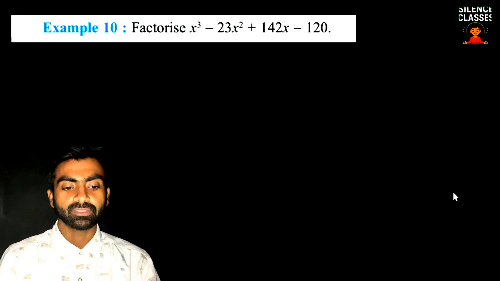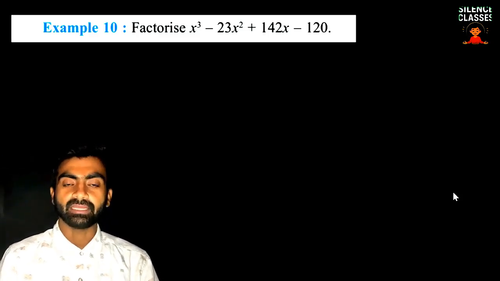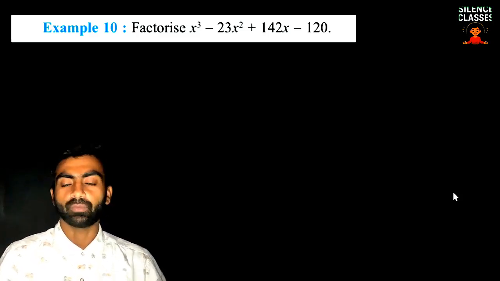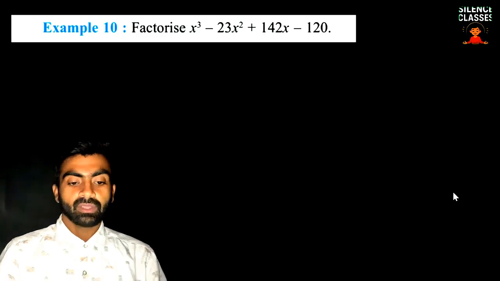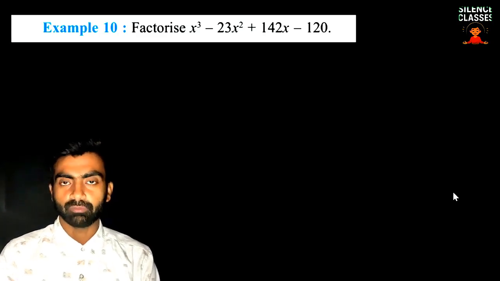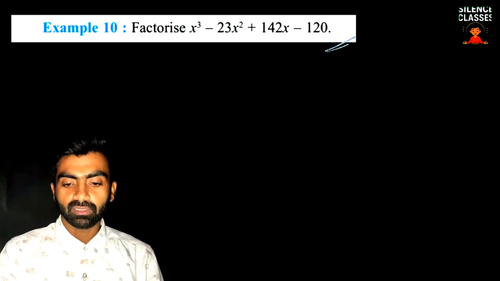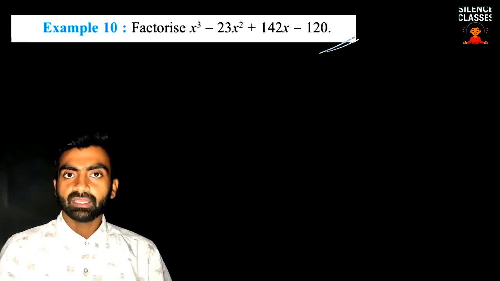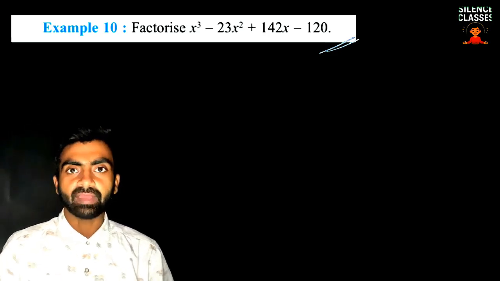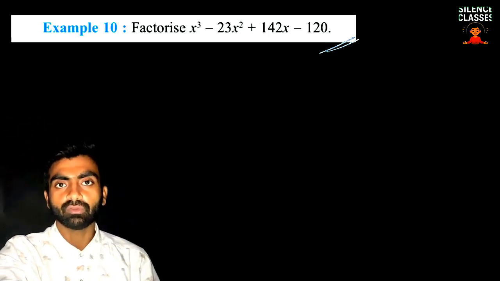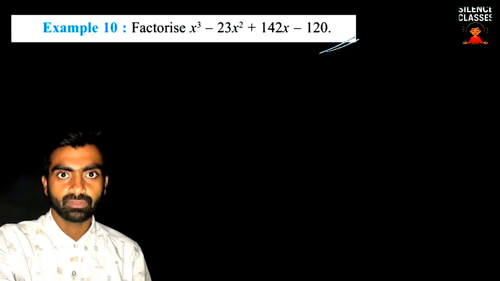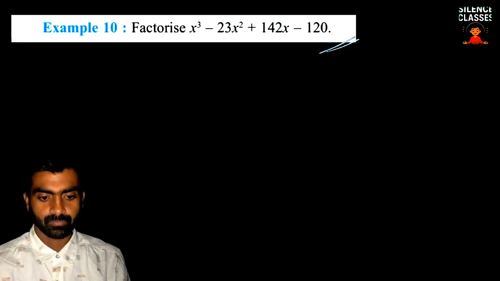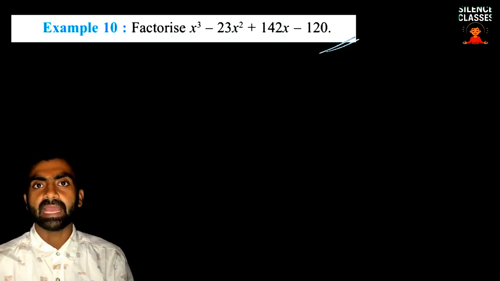Now let's move to the next question, example number 10. Factorize x³ − 23x² + 142x − 120. This is a cubic polynomial, because the highest degree is 3. It means we will get 3 factors, or we can say 3 zeros of the given equation. So how do we have to find it out?